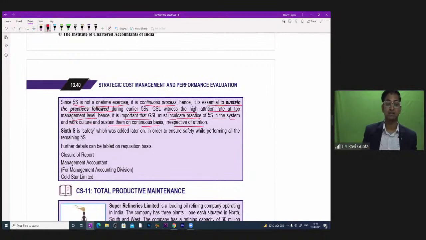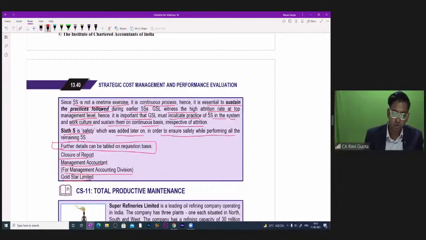Sixth S is safety. Our sixth S is safety, which was added later on. In order to ensure safety while performing all the remaining 5S, further detail can be tabled on a requisition basis. Closure report, management accountant for management accounting division.